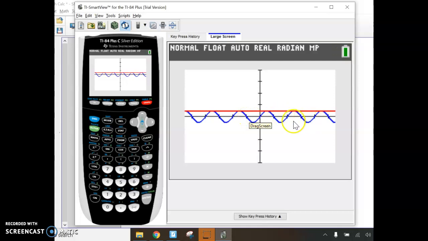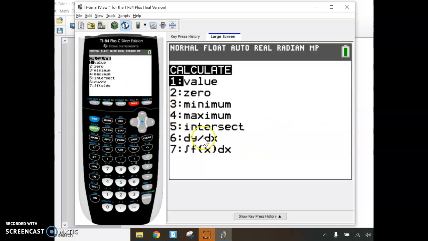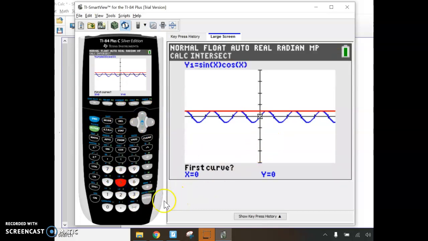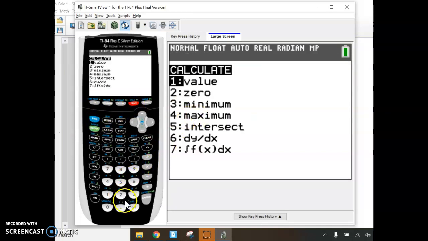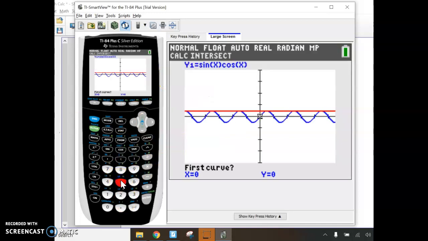Now notice, between 0 and 2 pi, they actually touch in two places. Instead of finding zeros, I'm going to find intersect. So option 5. And I'm going to do a left bound, and a right bound, which is about pi over 2. Oop, hang on, what did I just do? Intersect, option 5. Oh, first curve, second curve. Sorry, I was thinking the wrong thing. First curve, second curve, and then I'm going to guess about right there. So my answer is 0.9.